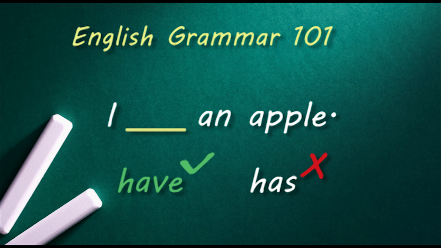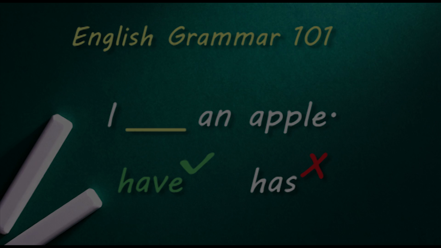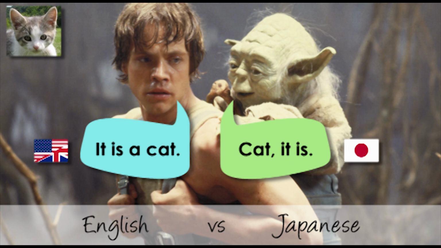Okay guys, that's it for English Grammar 101. So, let's get started with the lesson. The very first grammar point you must learn about the Japanese language is that the basic structure of a Japanese sentence is different from the basic structure of an English sentence. In fact, a basic Japanese sentence is quite similar to Yoda's backwards way of speaking. Think of English as Luke and Japanese as Yoda. Luke would say, "It is a cat," while Yoda would say, "Cat, it is."